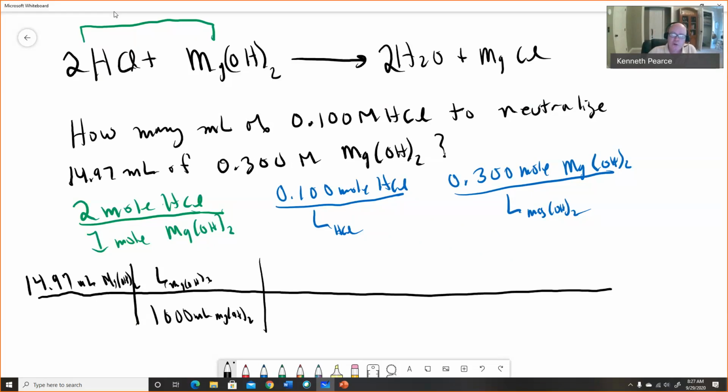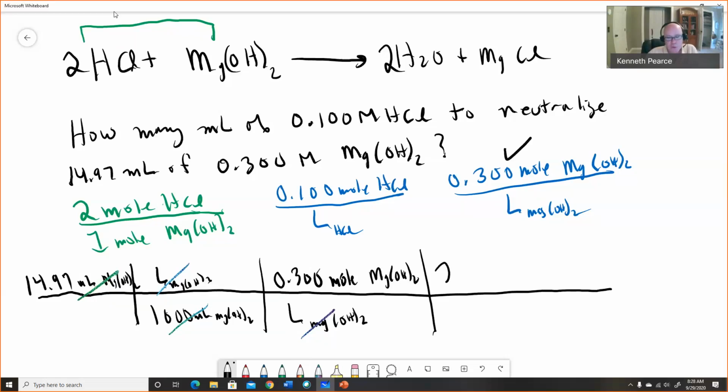And now we can use our molarity of our magnesium hydroxide. And that's moles magnesium hydroxide for every liter of magnesium hydroxide. And so far, everything is canceling like it should. We have milliliters canceling with milliliters, liters of magnesium hydroxide, liters of magnesium hydroxide. If we were to stop here, we would have the moles of magnesium hydroxide. And now we need the mole ratio to cancel out the moles of magnesium hydroxide.